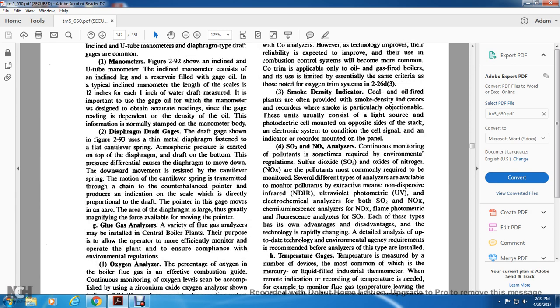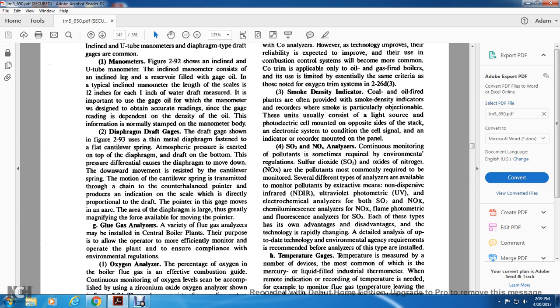Diaphragm draft gauge. The draft gauge is shown in figure 293. It uses a metal diaphragm fastened to a flat cantilever spring. Atmospheric pressure is exerted at the top of the diaphragm and the draft at the bottom. This pressure differential causes the diaphragm to move down. The downward movement is registered by the cantilever spring. The motion of the cantilever spring is transmitted through a chain with a counterbalance to the pointer. The indication on the scale is directly proportional to the draft. The pointer of the gauge moves in an arc. The area of the diaphragm is large, which greatly magnifies the force available for moving the pointer.